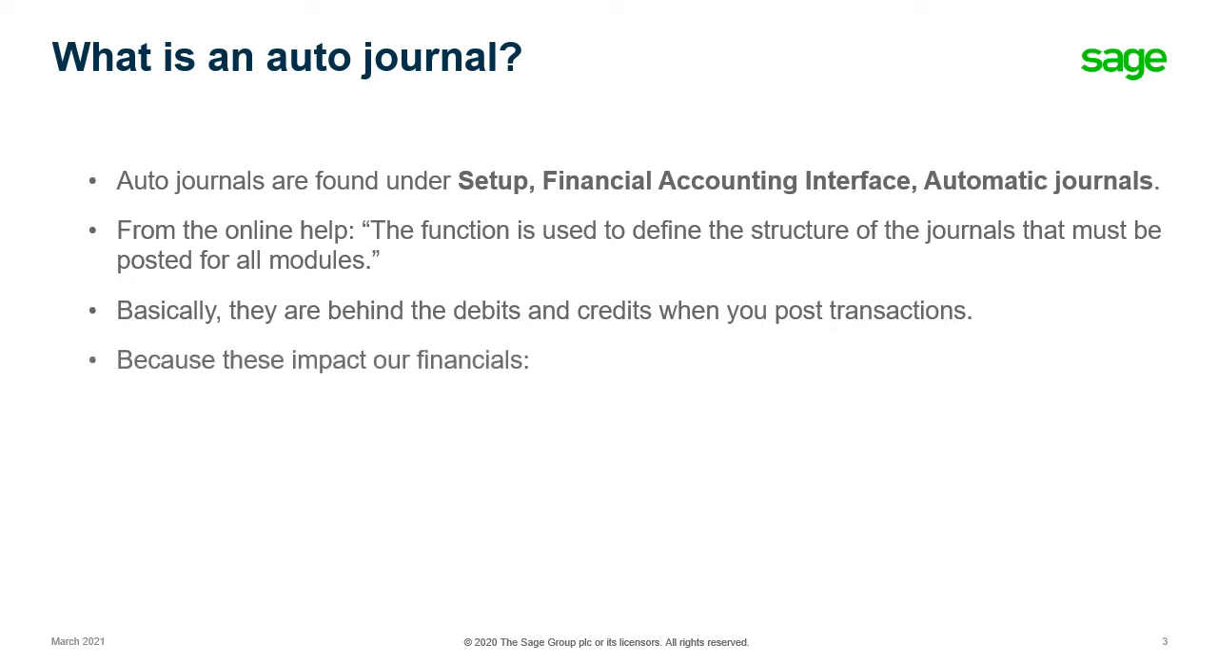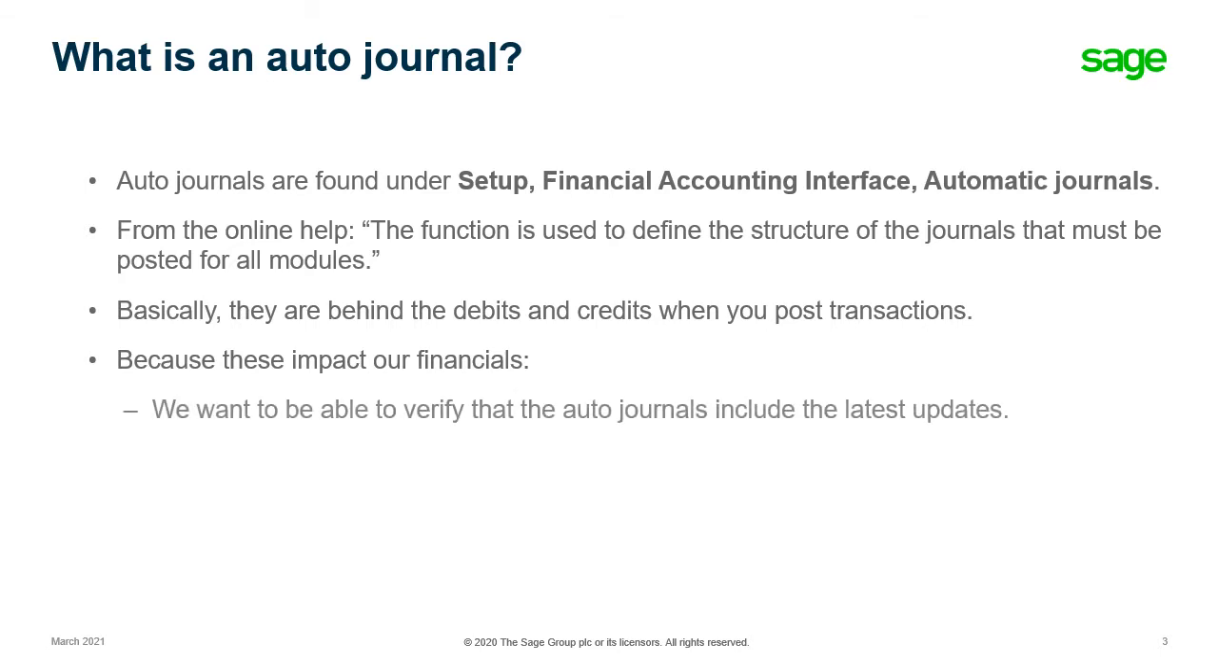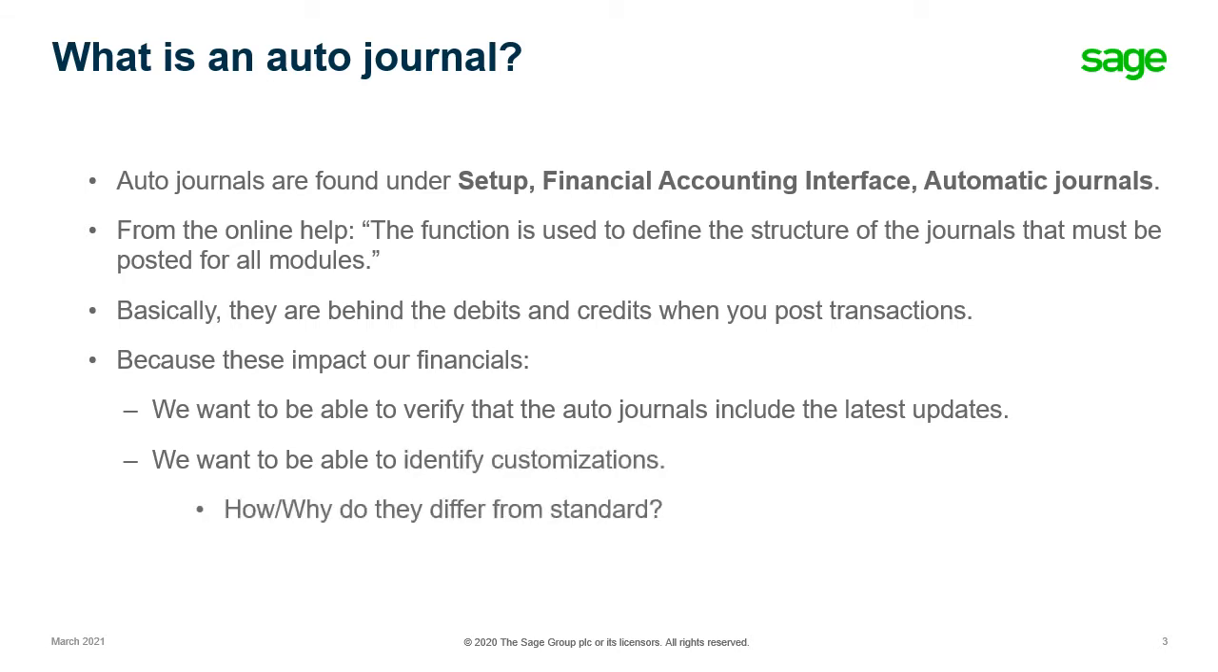And because these impact our financials, we want to be able to verify that the auto journals include the latest updates. We want to be able to identify customizations. We want to know how, why do they differ from the standard?